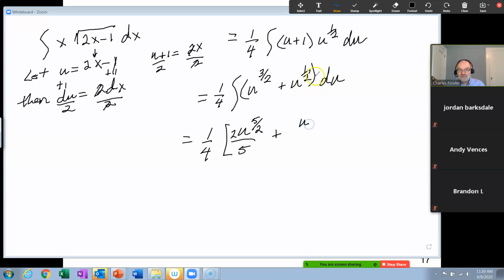This will be u to the, what's your exponent here? Increase the 1/2 by 1, or 2/2, and that would be 3/2. So multiply that by 2/3, because that's supposed to be a 3 there. Okay? Plus c. Now, we happen to notice this has a 2 in it, that has a 2 in it.